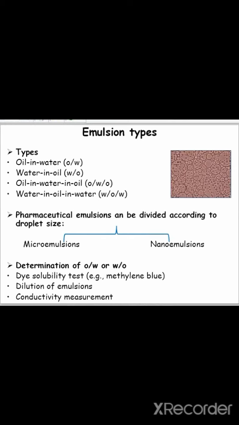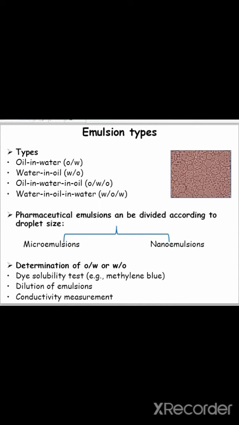Now we are discussing the pharmaceutical emulsions, which can be divided according to the droplet size, meaning they can be micro emulsions or nano emulsions. Now there are some tests for the determination of oil in water or water in oil. So here we determine whether the emulsion manufactured by a company or by us in the lab is oil in water or water in oil.